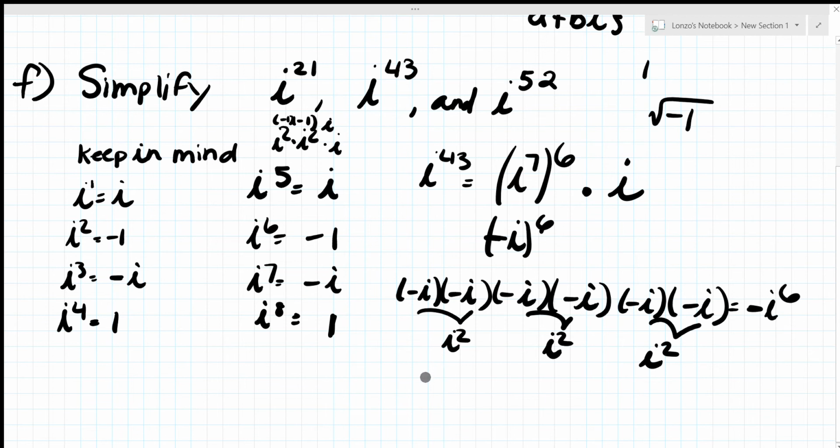Remember, we know that i squared is a negative 1. And then you times that by also another negative 1 and also another negative 1. So two negatives become positive, and then you're left with a negative 1. So it's just negative 1. And then you multiply that by i, right? So your final answer is just negative i. So i to the 43rd is negative i.